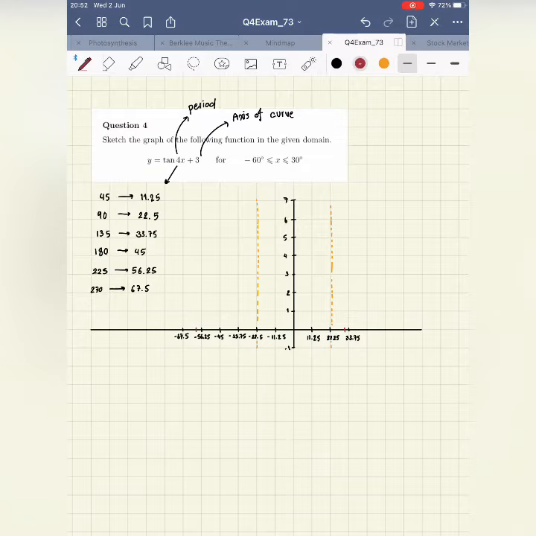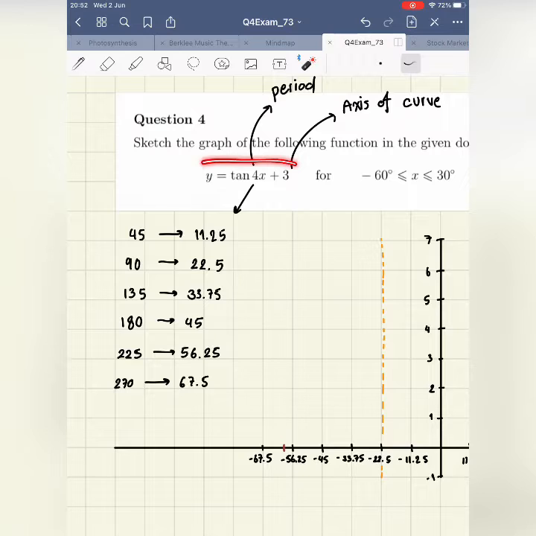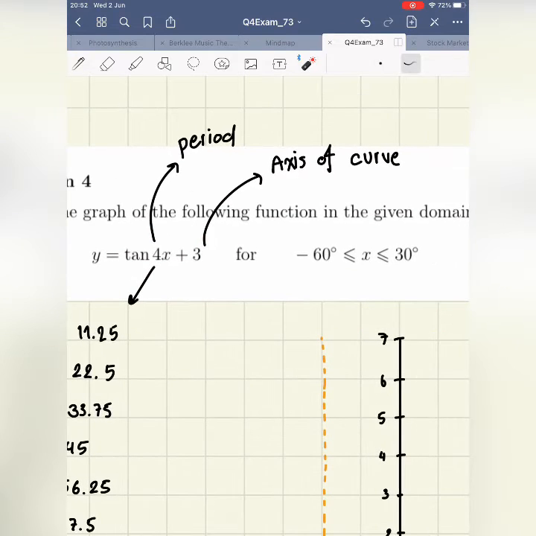Question number 4 asks us to sketch the graph of this equation. And when we look at it, this 3 here is going to be the axis of the curve, which is kind of like the middle of the graph.